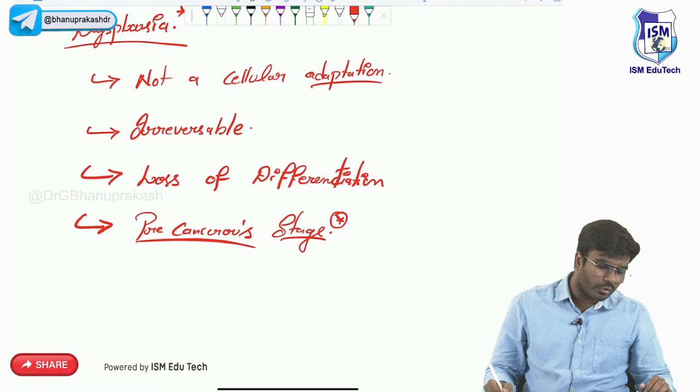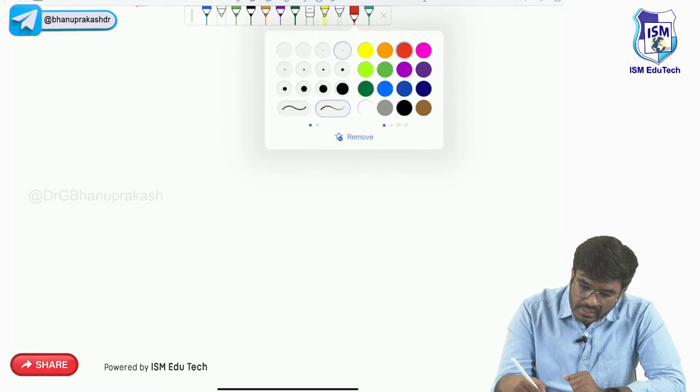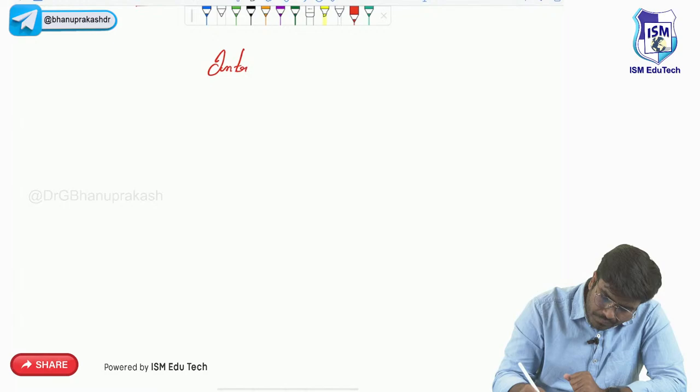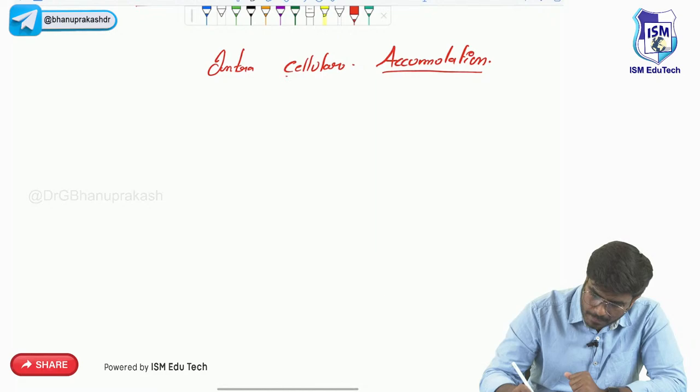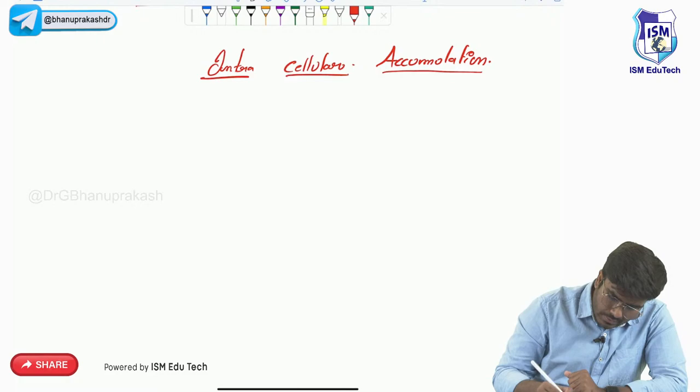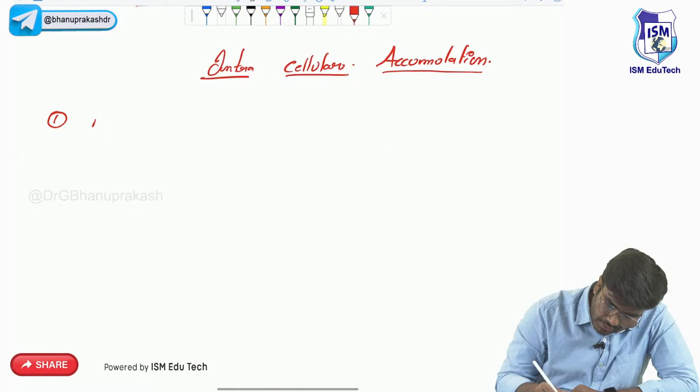Now, after this, let's start our next topic, intracellular accumulations. The first thing I want to discuss here is pigments. The first pigment I am talking about is melanin. Melanin is a pigment which accumulates in certain types of cells.